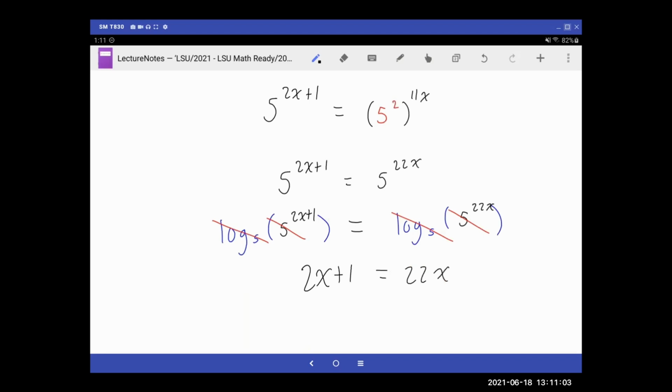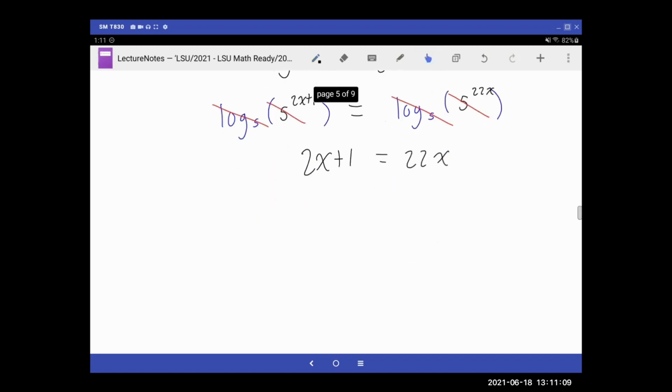Okay, I can solve that pretty easily. It's a regular old equation there. I will subtract 2 from both sides. Then I'll divide both sides by 20. So 1 over 20.